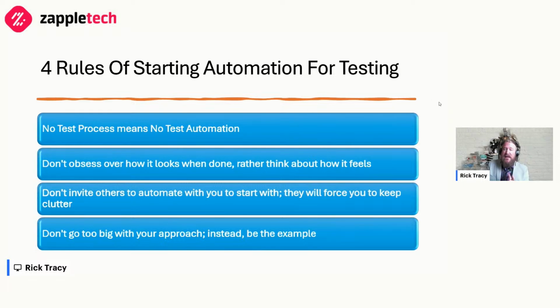There are four main rules for starting automation for testing. The first one, I've said it before, if there's no test process, you're not doing any test automation. Just don't. It's too messy. If you do start down that path, I guarantee you, it's just going to be you looping back around again. Make sure you have a test process.